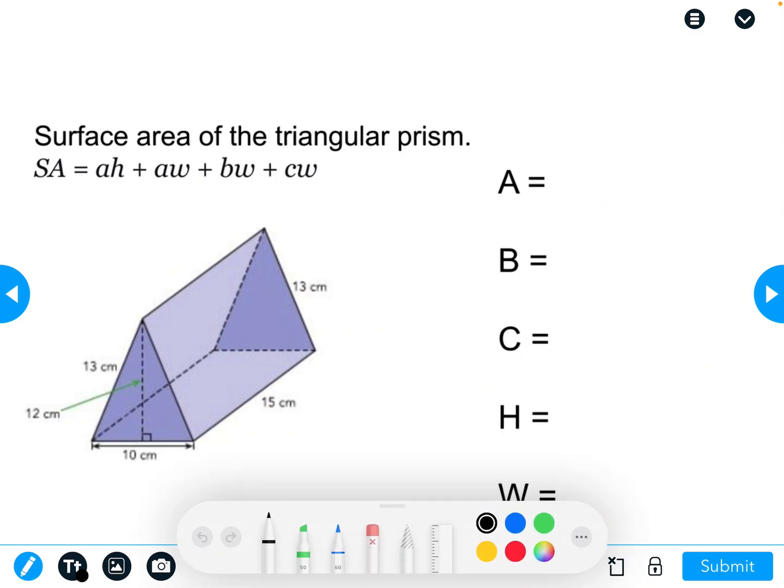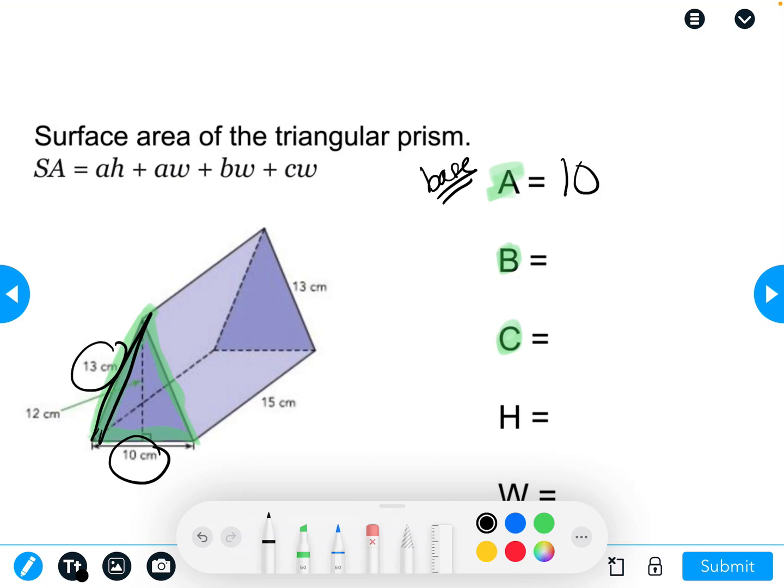So all we're going to do here is identify A, B, C, H, and W. So if A, B, and C, I'm going to highlight those, are the sides of the triangle, it might help to highlight the triangle in your picture. Remembering that A has to be the base. ACE is the base. Don't get it confused with B being used as the base in other formulas. So we have a 10 for the base. The other 2 sides of the triangle, we have a 13, and this side would also be a 13.